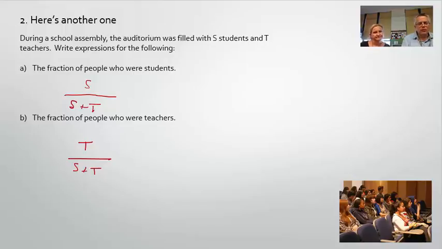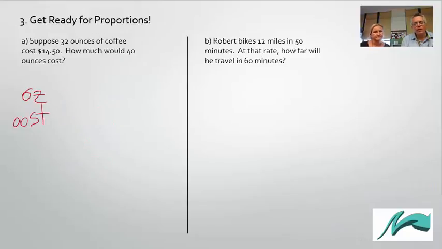All right, it's time for a different type of problem. It's time for proportions. Ms. Les, you want to read the first one for us? Sure. So let's do some proportions. Suppose you have 32 ounces of coffee that cost $14.50. How much would 40 ounces cost?